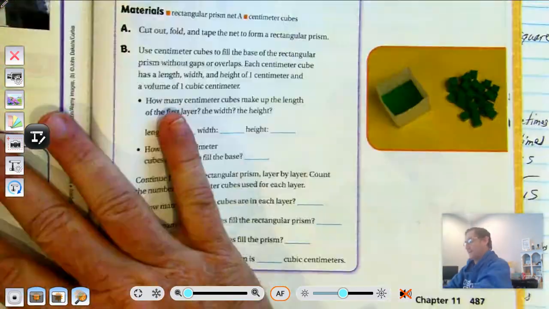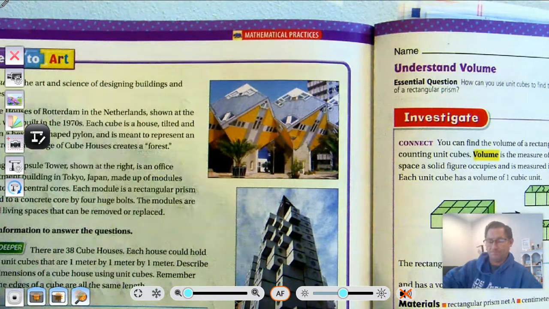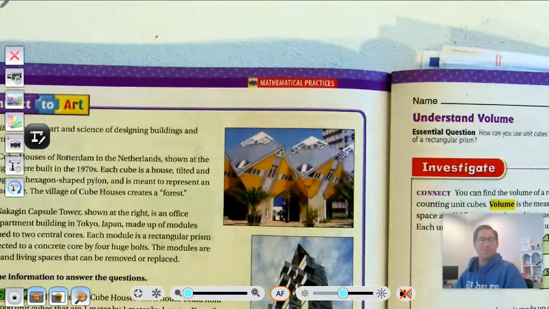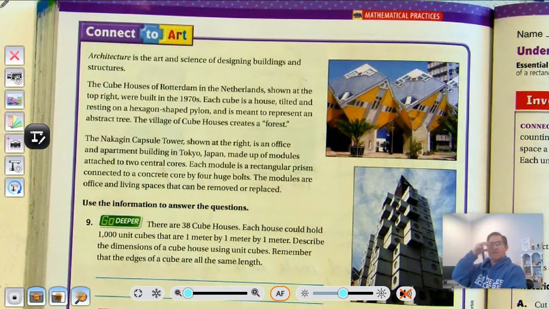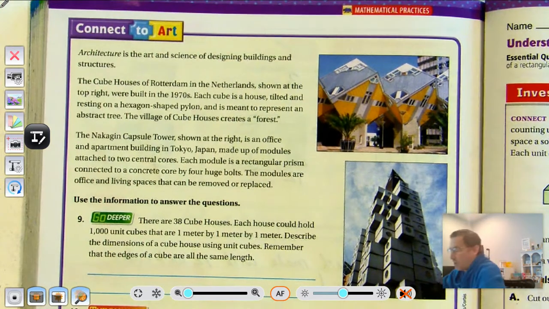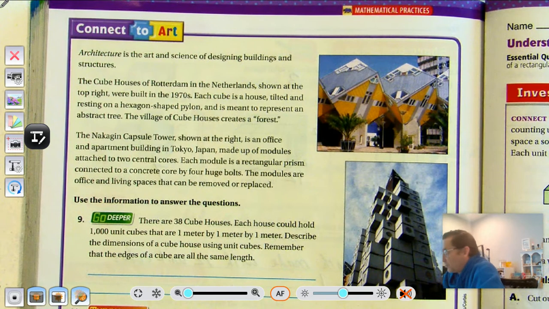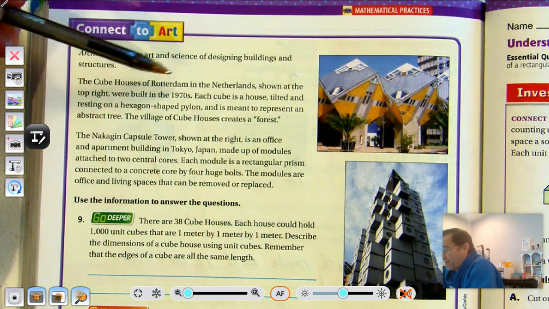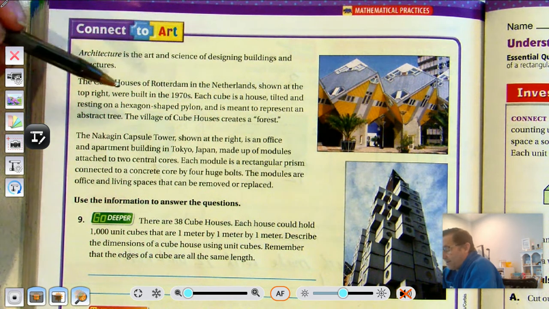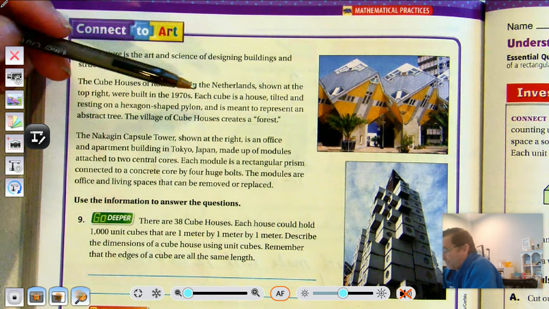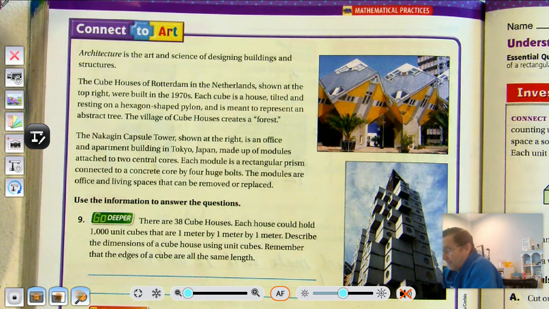All right, page 486. Right, so how can we connect this concept to art? So architecture is the art and science of designing buildings and structures. The cube houses of Rotterdam in the Netherlands, shown at the top right, were built in the 1970s. Each cube is a house, tilted and resting on a hexagon-shaped pylon, and is meant to represent an abstract tree. The village of cube houses creates a forest.